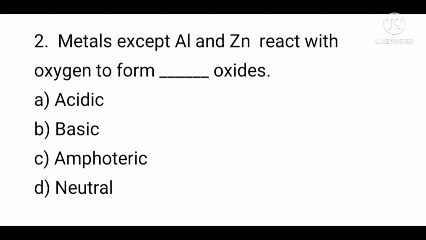Question number 2, metals except aluminium and zinc react with oxygen to form dash oxides. Option A acidic, B basic, C amphoteric, D neutral. Here the correct option is option B basic. Generally metal oxides are basic in nature, but aluminium and zinc oxides show both acidic and basic character.